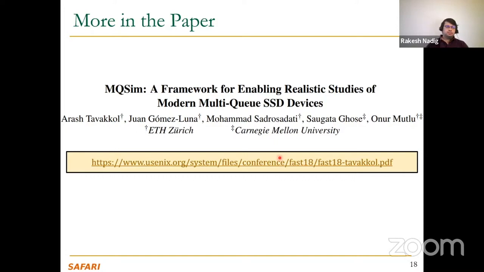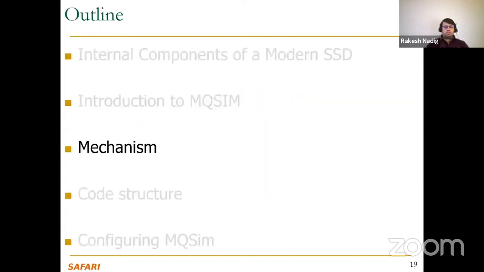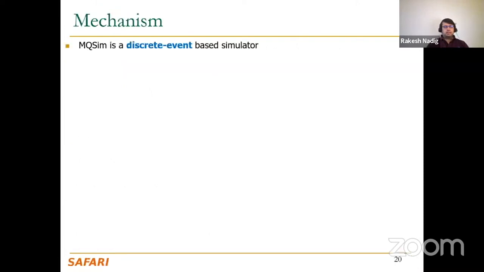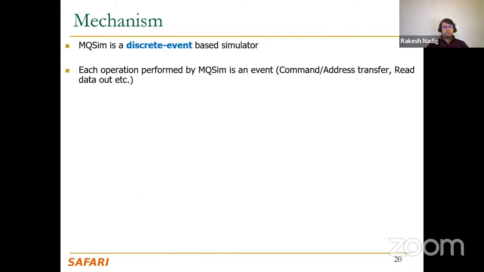Okay, so next I'll move on to the mechanism of the simulator. In the mechanism, MQSim is a discrete event-based simulator, which means that each operation performed by MQSim is an event. Let's say the command address transfer or the read data out that we discussed. These operations are considered an event, and they are performed at discrete times.